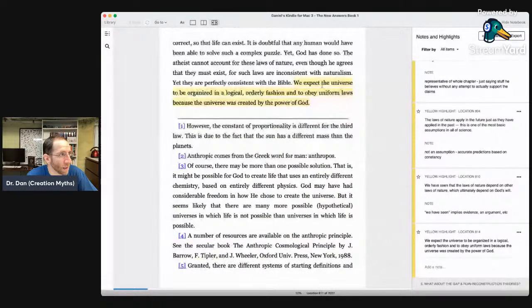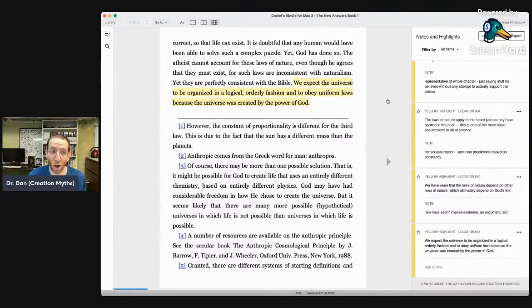And then the last thing here: we expect the universe to be organized in a logical, orderly fashion and to obey uniform laws because the universe was created by the power of God. So we end with this great big assertion, but also I want to point out the circularity here, because we just changed it, right? The whole rest of this chapter was, we're starting with God. That's how we have all these laws, all this orderly, everything works. Now we're saying this is evidence. It goes the other way. We expect the universe to be organized this way because it was created by God. So we're actually circularizing this argument by the end of the chapter.